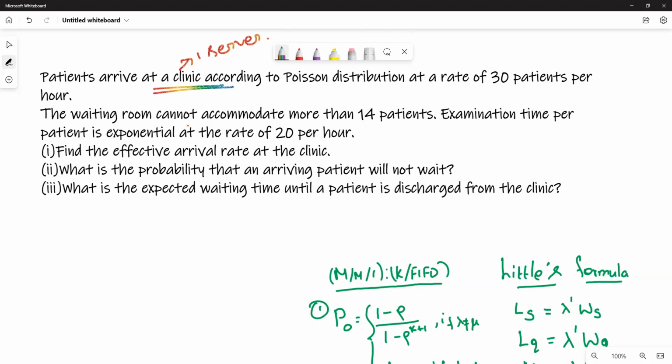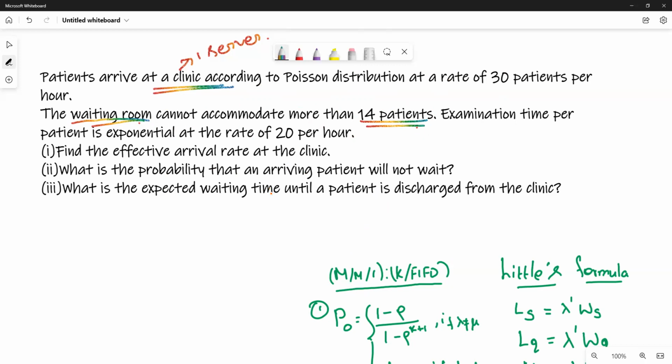Next, we have to see whether anything is given about the capacity. So the waiting room cannot accommodate more than 14 patients. So here the waiting room is the capacity. They are telling us it cannot accommodate more than 14 patients, meaning the capacity of the waiting room is 14 patients. So finite capacity. So this comes under the single server finite capacity model. So we have identified this problem as the model M/M/1/K/FIFO, single server finite capacity model.